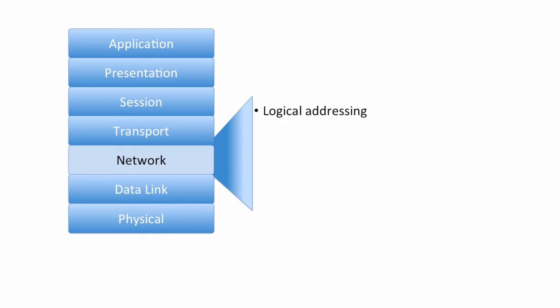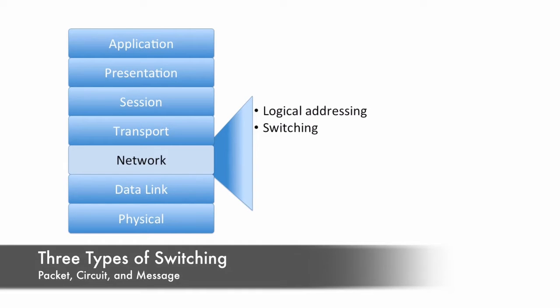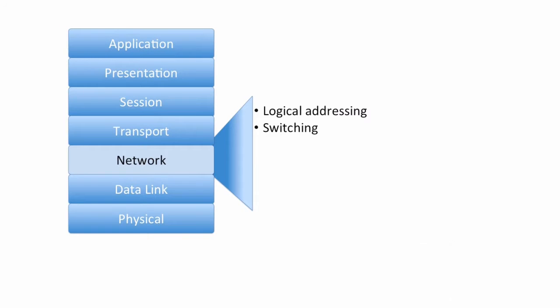Layer 3 is also concerned with switching, and this might seem odd because switching is normally thought of as a data link layer concept. We have Ethernet switches, after all, at the data link layer. Here, though, at the network layer, when we talk about switching, we're talking about how we're going to send a packet from one device to another device. There are three basic approaches: packet switching, circuit switching, and message switching. The one we're mainly going to focus on is packet switching.